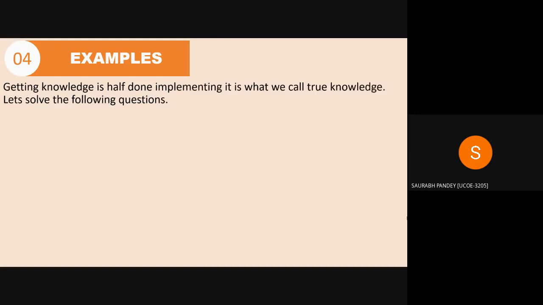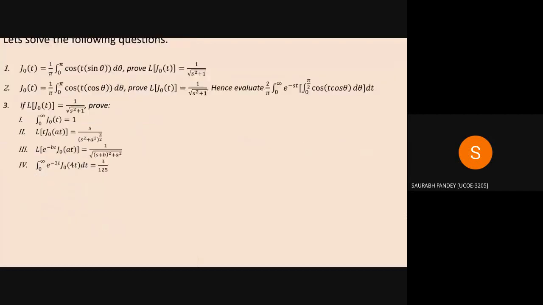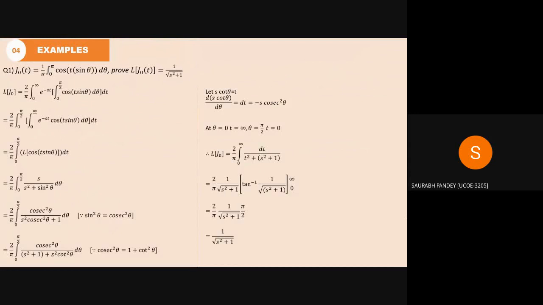So we are going to cover these examples. Let's continue with the first one. The first one is J naught of t equals 1 by pi integration 0 to pi of cos(t sine theta) d theta. We have to prove that its Laplace transform is 1 by root of s square plus 1.